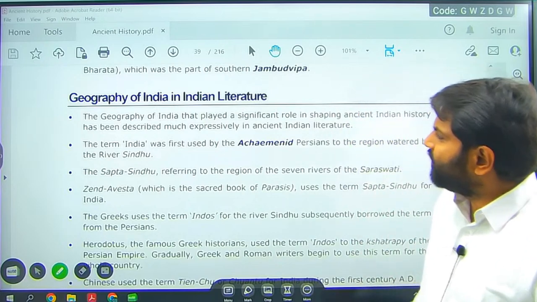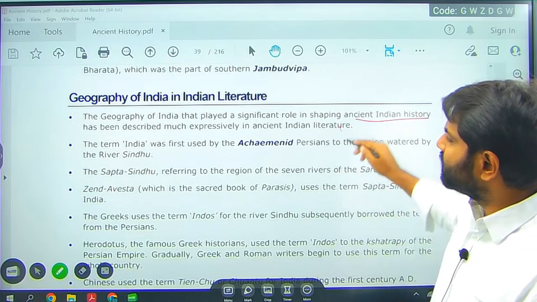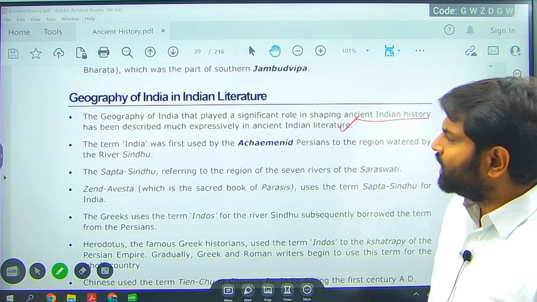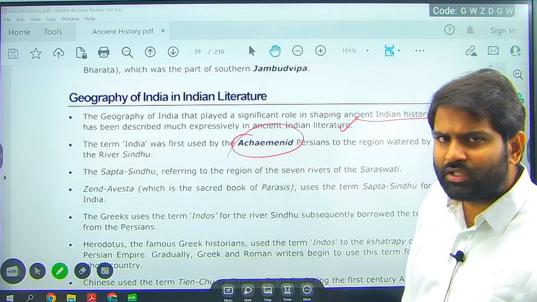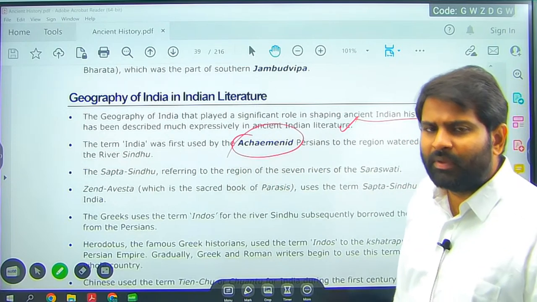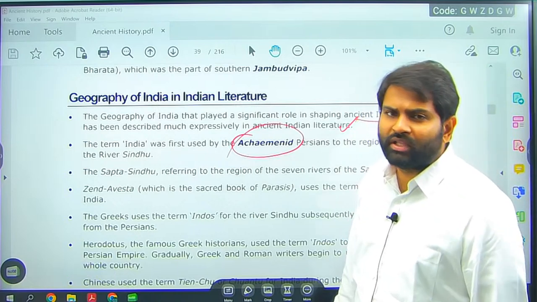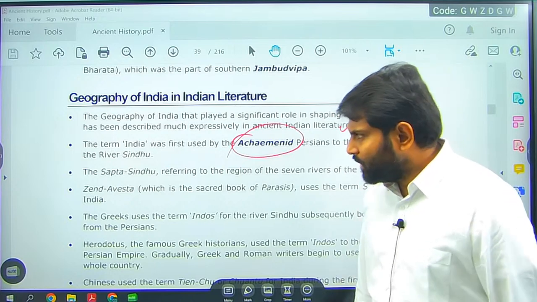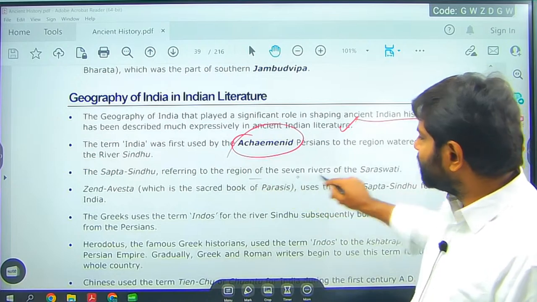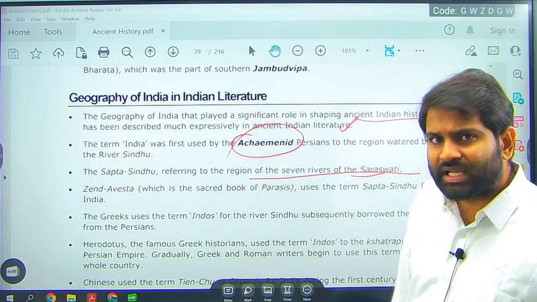The geography of India, which played a significant role in shaping ancient history, has been described expressively in ancient Indian culture. The term India was first used by the Achaemenid Persians for the region watered by the river Sindhu. When they reached the Sindhu, they believed they had arrived at the Sindhu civilization. They made contact with the Indus civilization, and it became India. The Sapta Sindhu refers to the region of seven rivers, including the Saraswati.